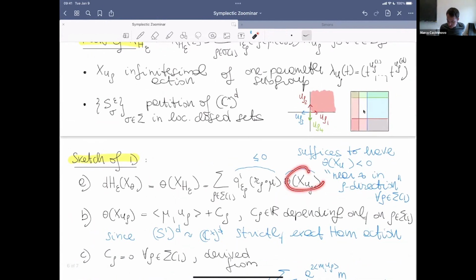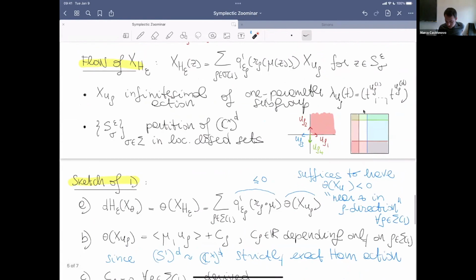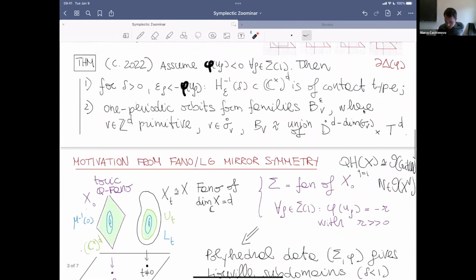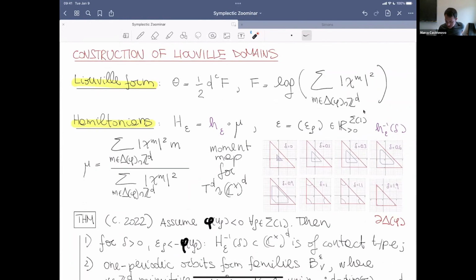And so all you need to show is that this pairing is negative, at least near infinity in the rho direction. And by that, I mean the following. If you look back at what these smoothings look like, you'll see that if epsilon gets small enough, they get closer and closer to the polyhedral boundary at infinity somehow.